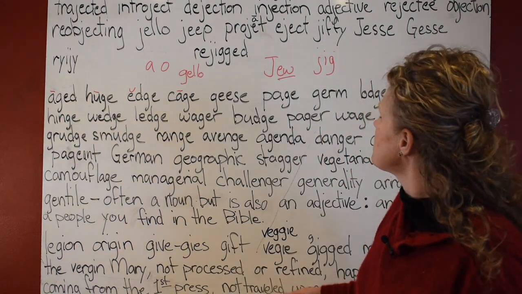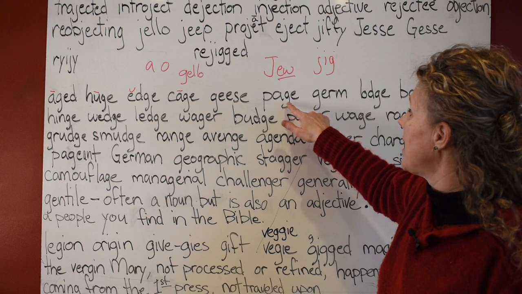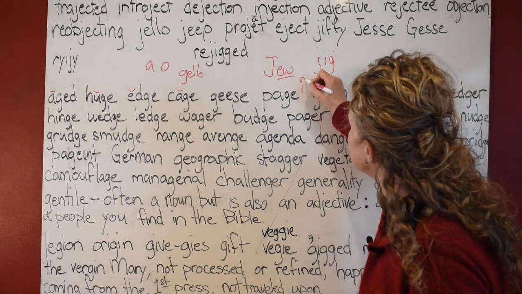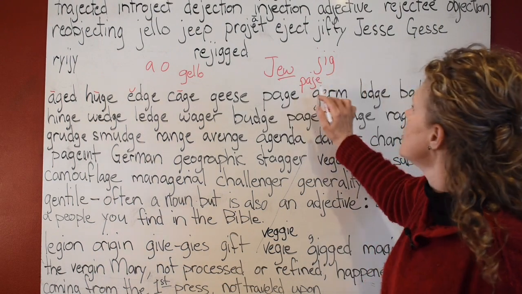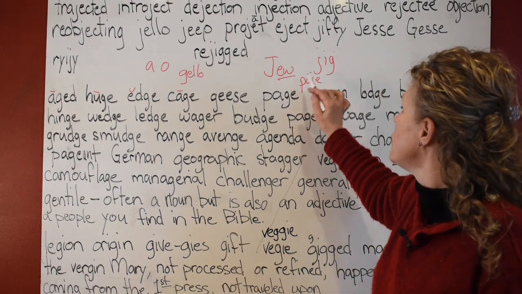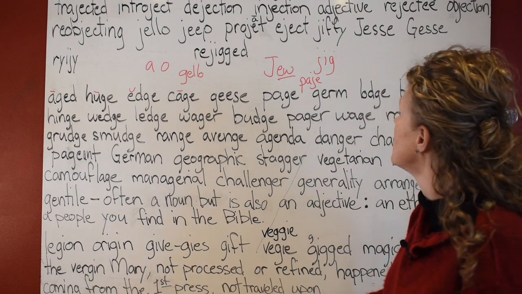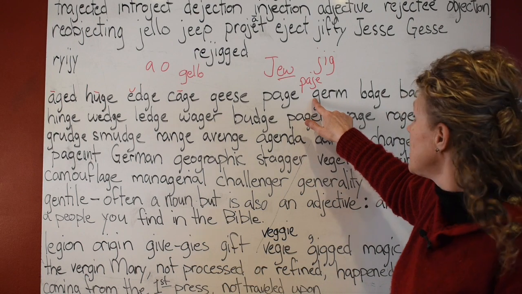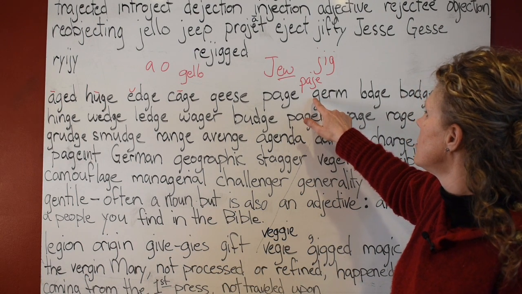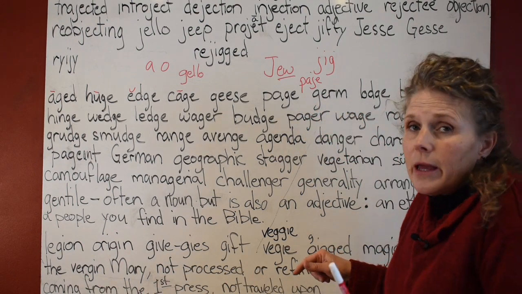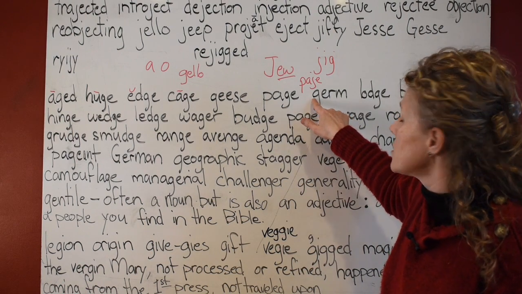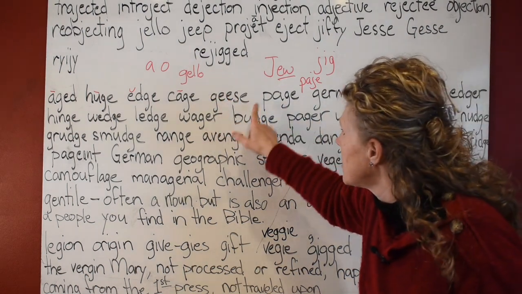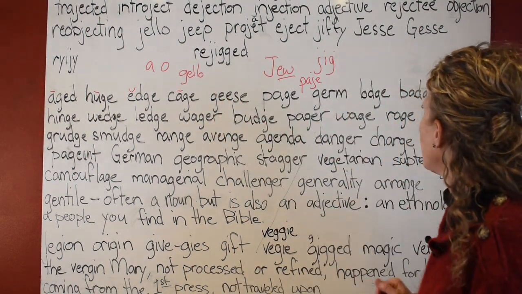Okay? So, see how page is at the end? But it has to be a GE because we can't spell page like this, because J's can't be at the end. You can't spell it like that. So germ, see how this one is at the beginning and it's saying the J sound? And it's followed by an E, I, or Y, so it's switching this G sound. So here it's switching, here it's not switching, okay?